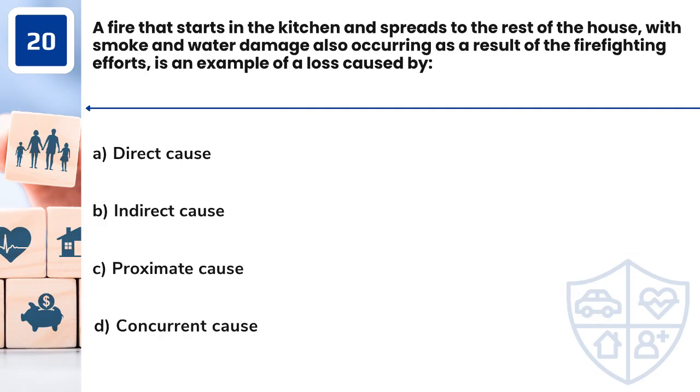Question 20. A fire that starts in the kitchen and spreads to the rest of the house, with smoke and water damage also occurring as a result of the firefighting efforts, is an example of a loss caused by A. Direct cause. B. Indirect cause. C. Proximate cause. D. Concurrent cause.